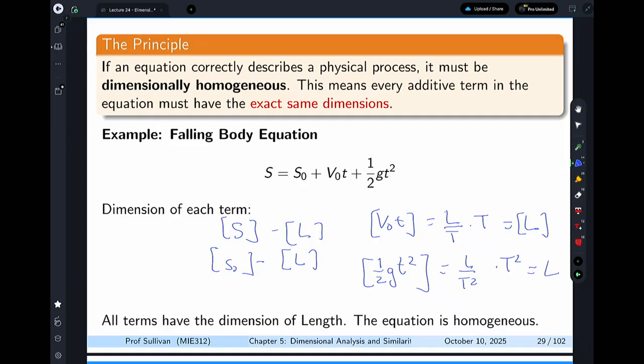All right, so if you look at that equation, you already know it's going to be just lengths because it has to be. But if you calculate each of the terms, write them out, and this is again one of the benefits of putting units down in all your calculations. The first term, s, is a length, s naught is a length, v naught t is length over time times time, which is a length. One half g t squared is length. One half doesn't have units, so we don't worry about that. L over t squared times t squared, L.